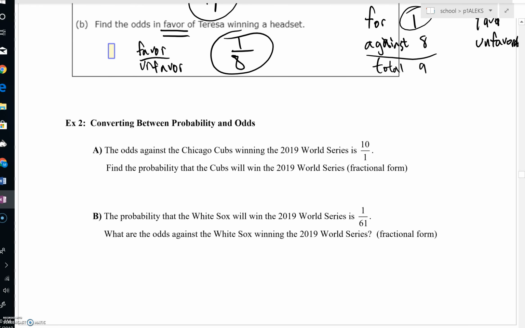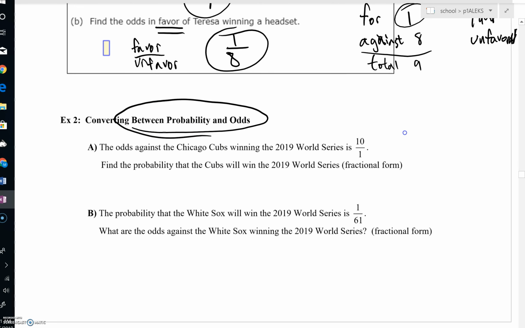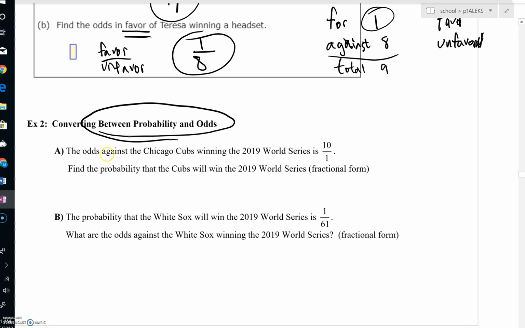Let's take a look at the odds in regard to a sports scenario. Right now, we need to link in probability and odds. Okay, so let's see here. For letter A, it says the odds against the Cubs winning the World Series are 10 to 1. When we're looking at the odds against, of course, that would be unfavorable over favorable, right?